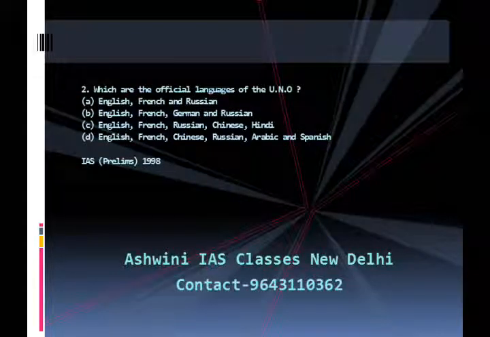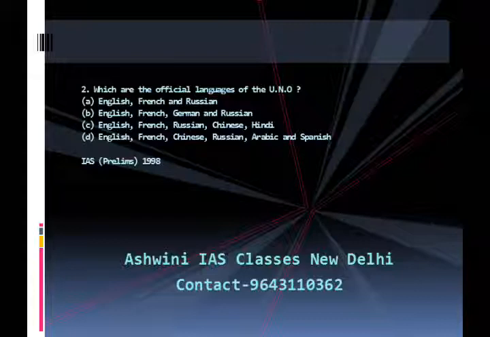Which are the official languages of the United Nations? The choices are A. English, French and Russian. B. English, French, German and Russian. C. English, French, Russian, Chinese, Hindi. D. English, French, Chinese, Russian, Arabic and Spanish. This question has appeared in IAS Prelims Examination 1998.